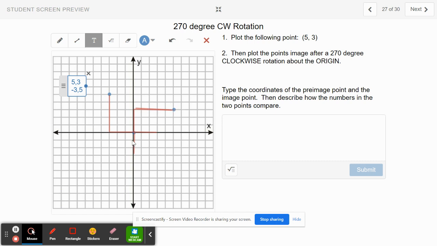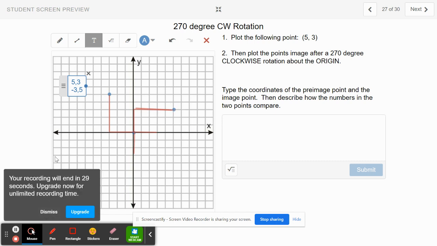All right, so that's our little intro on that. Hopefully, with some practice, we'll be good to go.